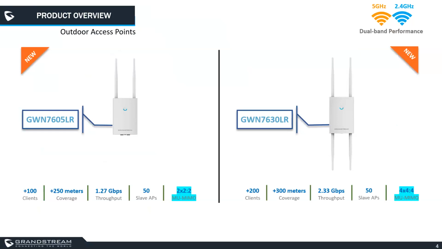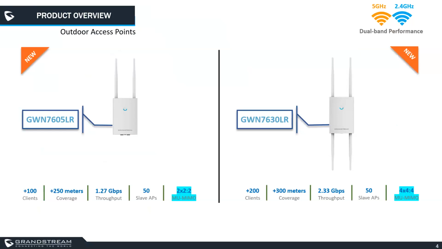For the GWN 7630 LR, this one is designed for medium to large enterprises and businesses that need to provide long-range coverage in both indoor and outdoor spaces. So even if these access points are designed to work for outdoors, you can still use them for indoor, especially in cases where you need to have a long coverage range from the access points.